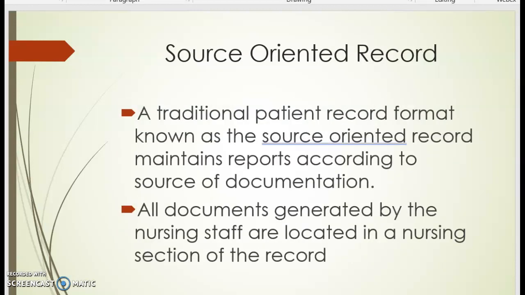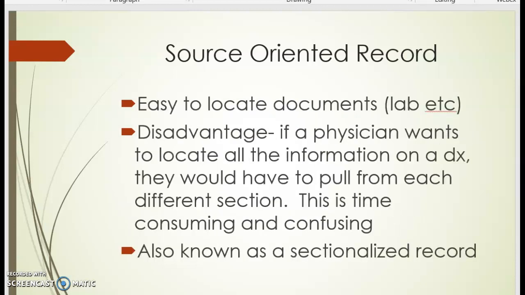Then we move on to the different types of records. Let's start off with the source-oriented record. This is a traditional patient record format known as source-oriented. It maintains reports according to the source of documentation. All documents generated by the nursing staff are located in the nursing section.